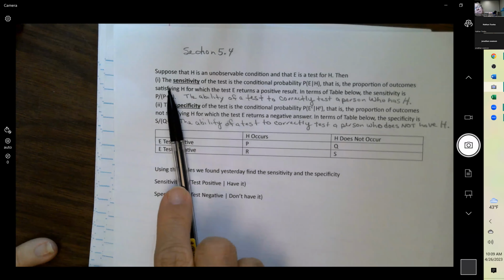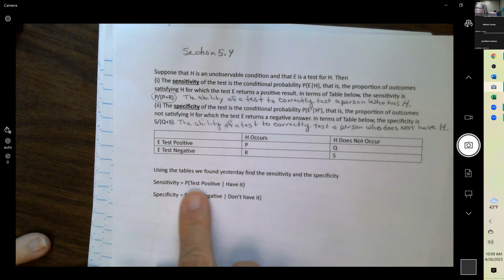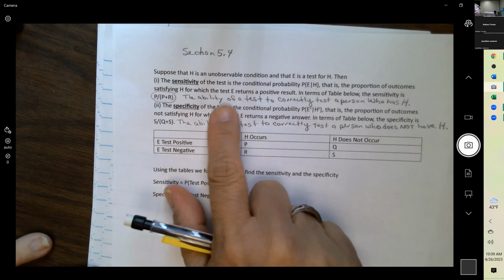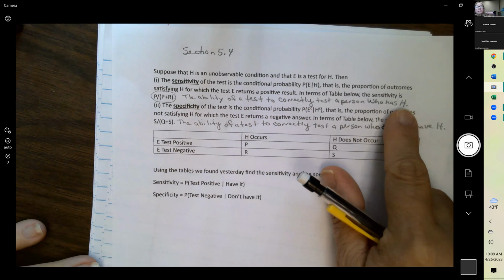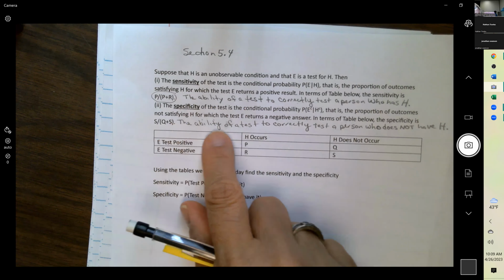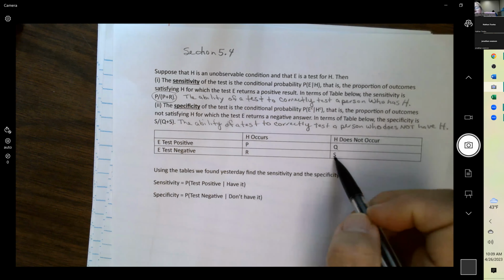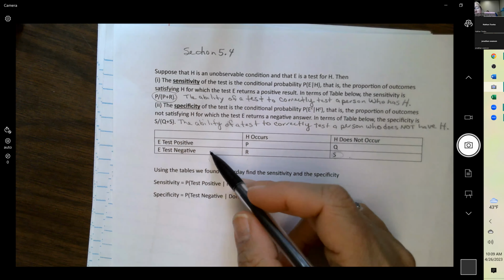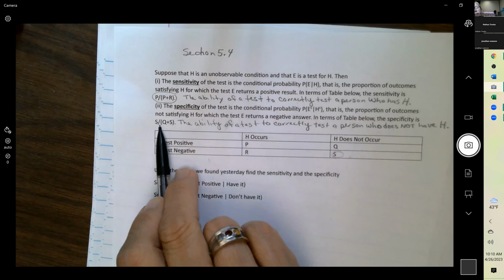So for sensitivity, it gives you the formula here. But it's also the probability you test positive given you have it. What the test tells you is it correctly tests a person who has whatever it is we're talking about, in this case, age. Specificity says the ability of a test to correctly test a person who doesn't have it. And that's these people. They don't have it, and the test was negative, so it told them they didn't have it. S divided by Q plus S.